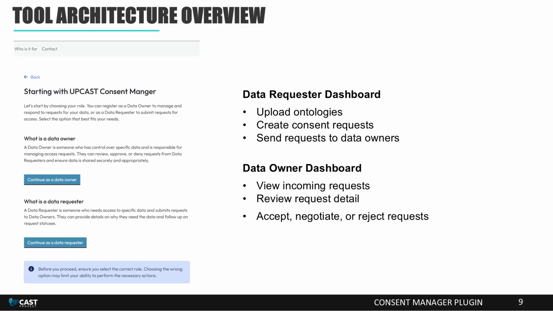Second, we have the data owner dashboard. This is where organizations or individuals who control data operate. From this dashboard, users can view all incoming consent requests, review the details of what's been asked, accept requests that meet their standards, negotiate terms if modifications are needed, or reject requests that don't align with their policies or comfort level. The architecture ensures that each actor has appropriate visibility and control.